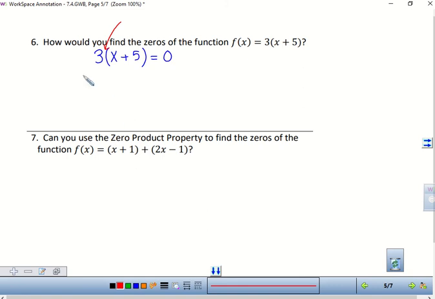Good, the 3 and the parentheses. So that means that's where the product occurs. That's what I'm going to set each one equal to. So wherever that product occurs, you set each one equal to 0. Now here we have a problem. What do you notice is the problem with the first equation that we set up?